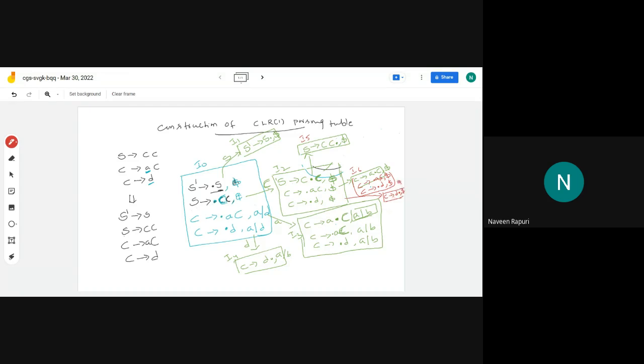D dot comma dollar. That is I7. Now if we see here, C derives A dot C comma A by B. By expanding this one, I can get C derives A C dot comma A by B. It is also ended with the dot and there is no non-terminal after the dot symbol. So no issue.